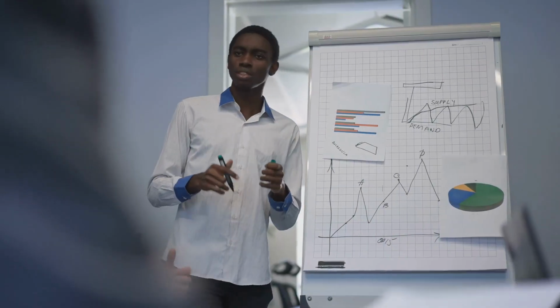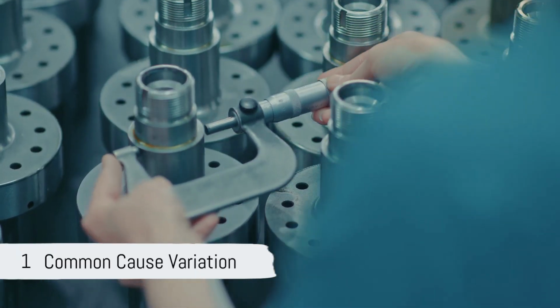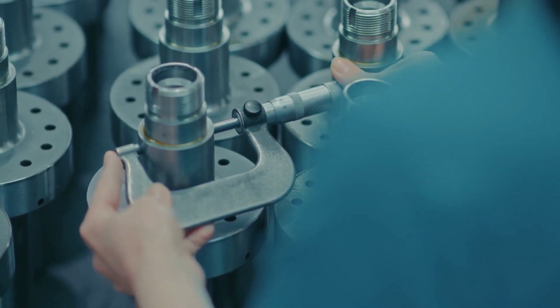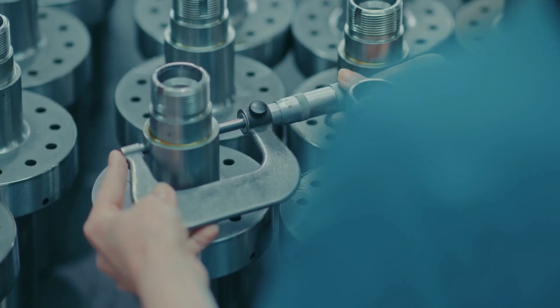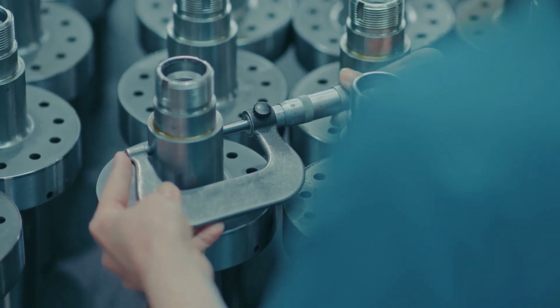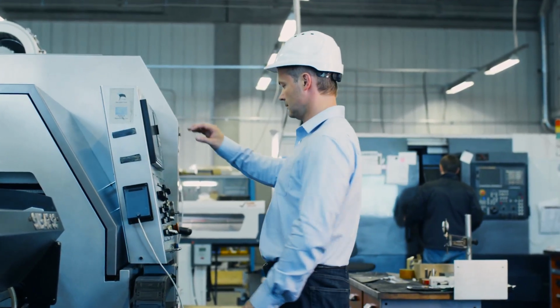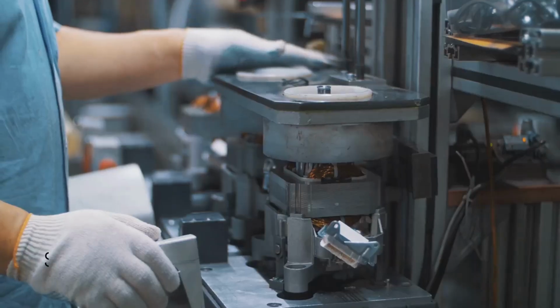There are three key concepts to understand in SPC. 1. Common cause variation. These are inherent variations in a process, like slight differences in material thickness or environmental conditions. They're normal and expected. Managing these requires optimizing your process design and equipment.